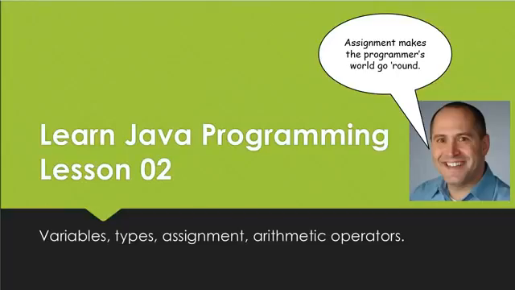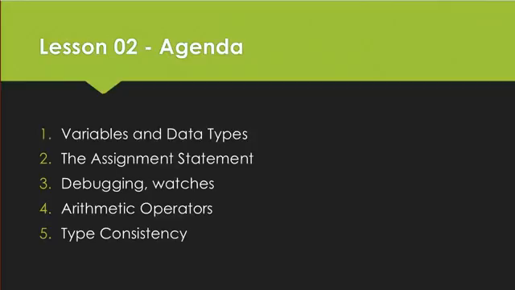My name is Michael Fudge, and this is lesson 2 in our series on learning programming in Java. In this episode, we'll talk about variables, data types, the assignment statement, and some basic operators like the arithmetic operators. Here's a quick tour of our agenda.